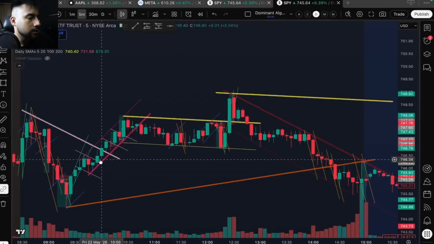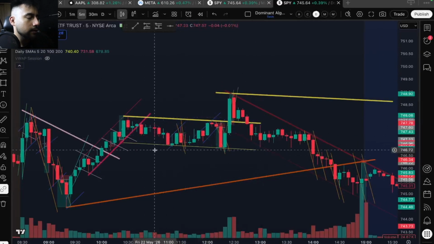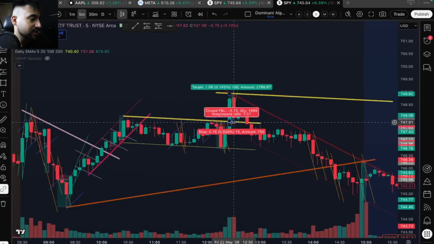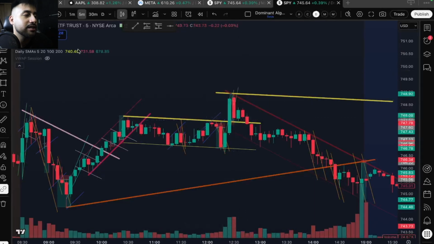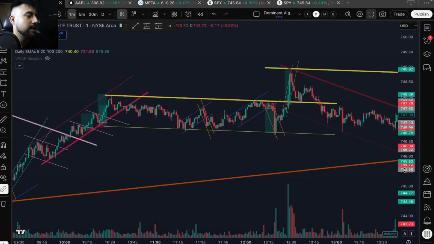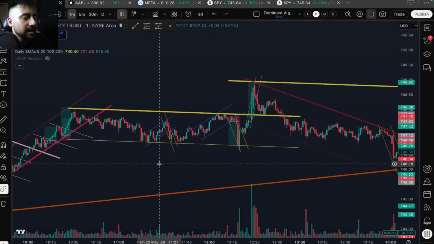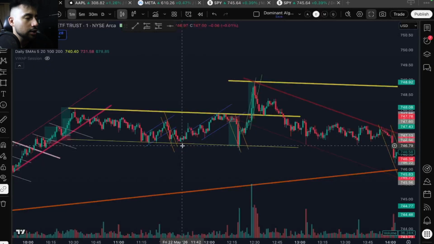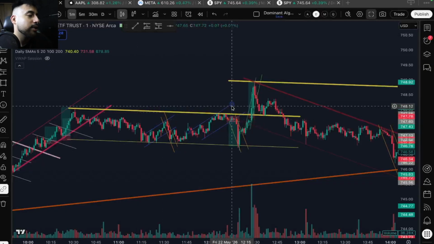Let's see. So yellow starts forming right here. Until yellow breaks to the upside, we have nothing to do. Now, technically, right, and this is where your discretion as a trader has to really come in. Technically, blue and orange appear again. Blue breaks down in orange, blue breaks down in orange.